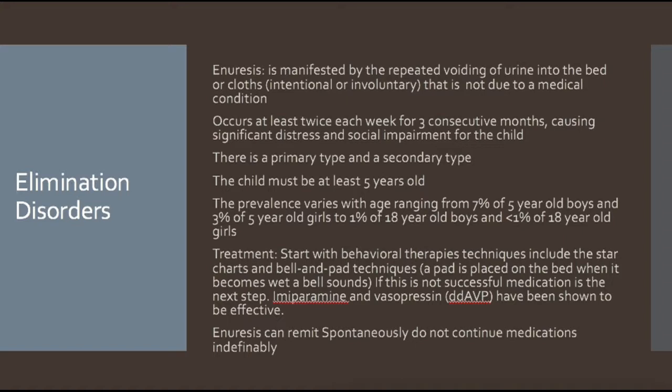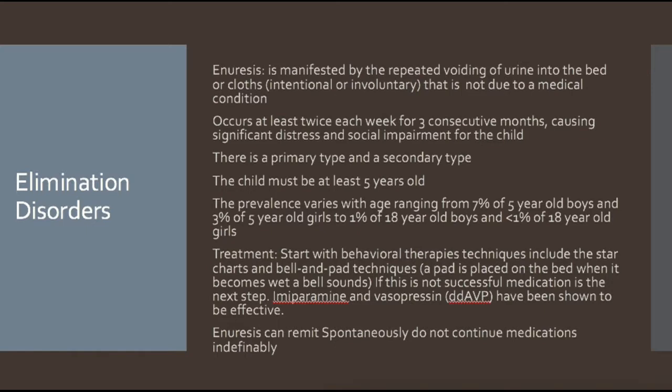If that's not successful, you can go to pharmacotherapy or medication, and this would be the next step. There are 2 medications, imipramine and vasopressin, which have both been shown to be effective. The issue with the medication is children tend to have relapses after stopping the medication. So it's far better to do something like the bell and pad technique or the star chart, because that's going to have longer term implications. If you go right to pharmacotherapy, they're likely to have relapses after stopping. So enuresis can also remit spontaneously, so you're not going to want to continue the medications indefinitely at that point, because there's obviously no reason to. So basically, behavioral techniques first, pharmacotherapy second.